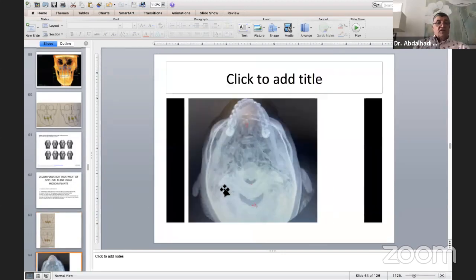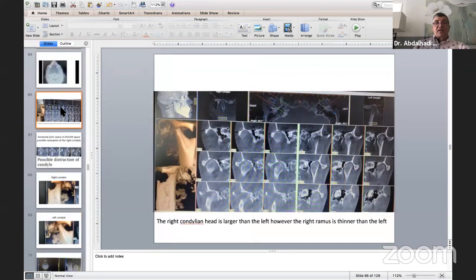Basic X-ray. And we take here the TMJ, and I see in the TMJ that the right condylar head is larger than the left. However, the right ramus is thinner than the left. So if you could see the space, your right condyle is bigger than the left.